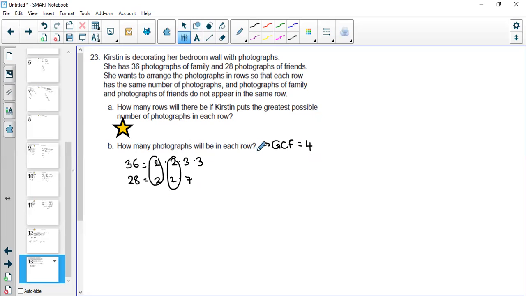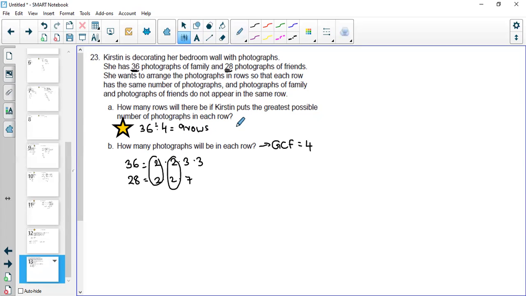So how many photographs will be in each row? 4 photographs will be in each row. Okay, now here they're asking how many rows will be there. So she has 36 photographs of family and 28 photographs of friends. Which means if she's putting 36 photographs and in each row there are 4, then 36 divided by 4 is going to give you 9 rows. So for family photographs, she will have 9 rows.